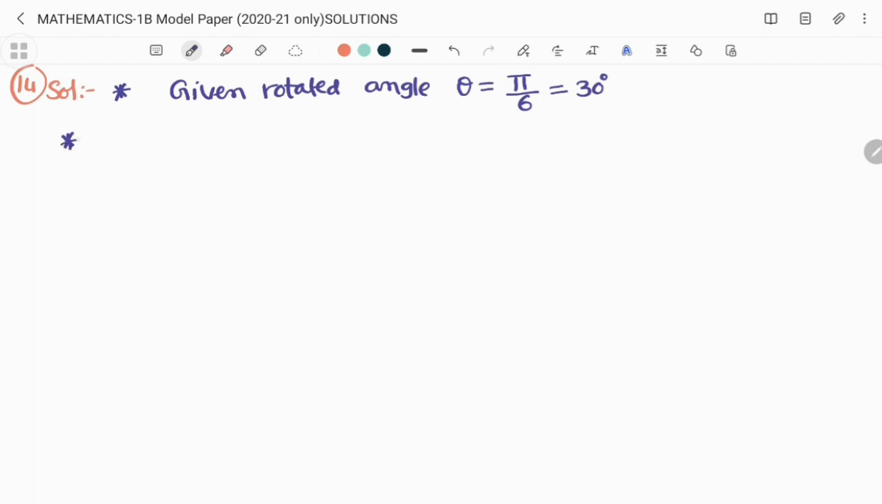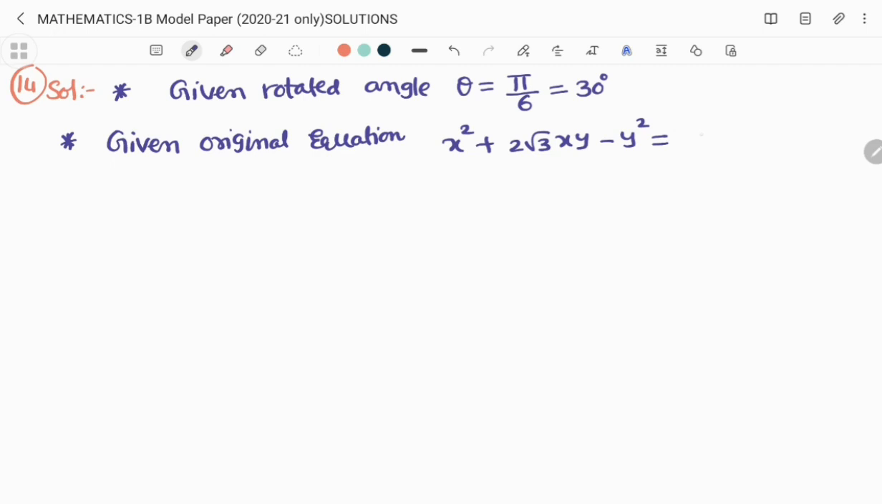Next, to find the transformed equation, the given equation is the original equation. Given original equation: x square plus 2 root 3 xy minus y square is equal to 2a square. Keep that as equation number 1.